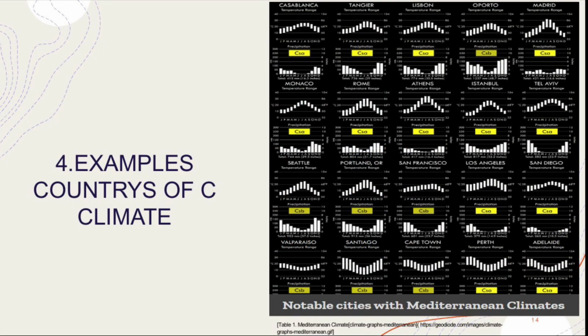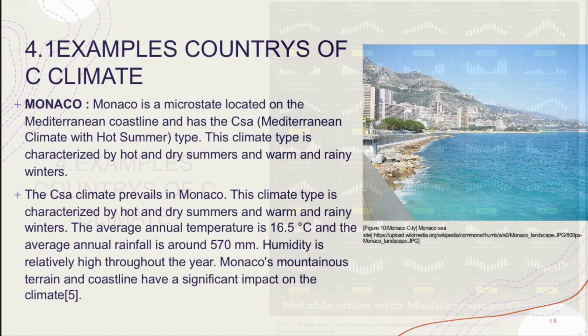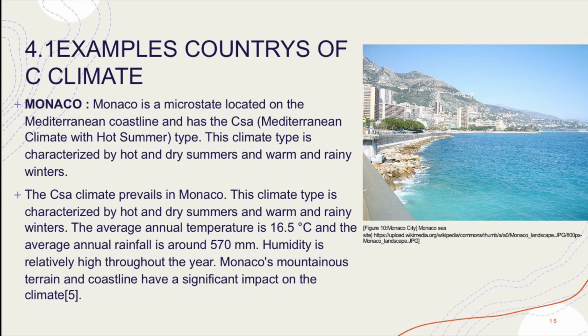Hello, I am going to talk about an example country of the C climate. Monaco. Monaco is a microstate located on the Mediterranean coastline with the CSA type. This climate type is characterized by hot and dry summers and warm and rainy winters. The CSA climate prevails in Monaco.